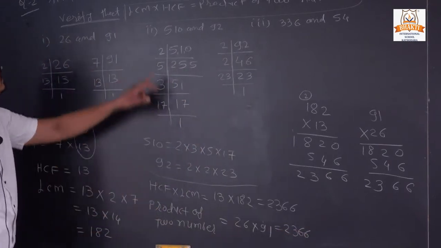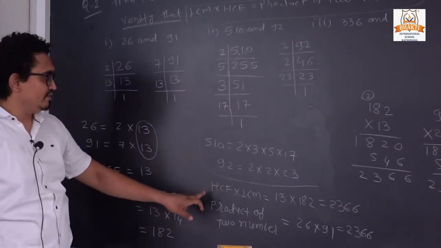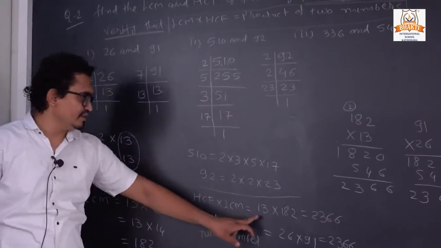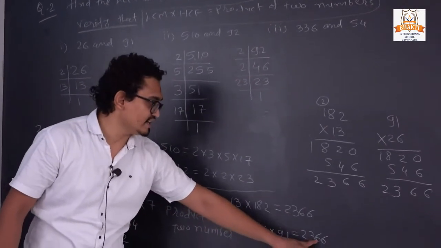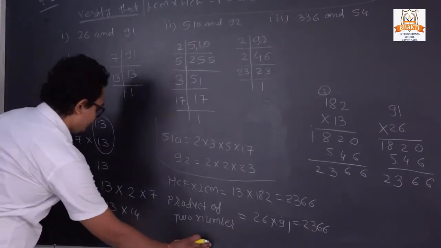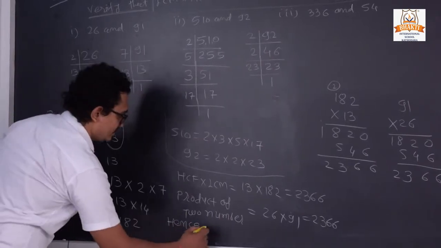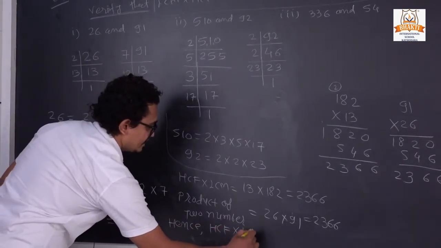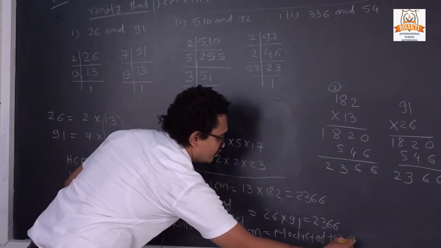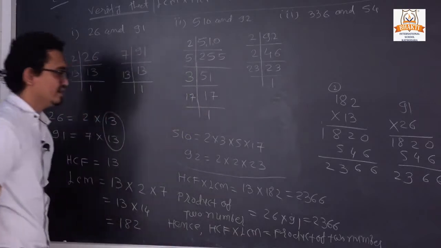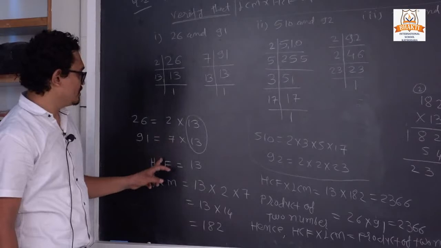So see here, they are saying that LCM into HCF is equal to the product of two numbers. From these two steps, we can clearly see that HCF into LCM is equal to 2366, and the product of two numbers is also 2366. So it means we can write one step here. Hence, HCF into LCM is equal to the product of two numbers. Clear? So it is our question number 1. You can note it here in one of the books.